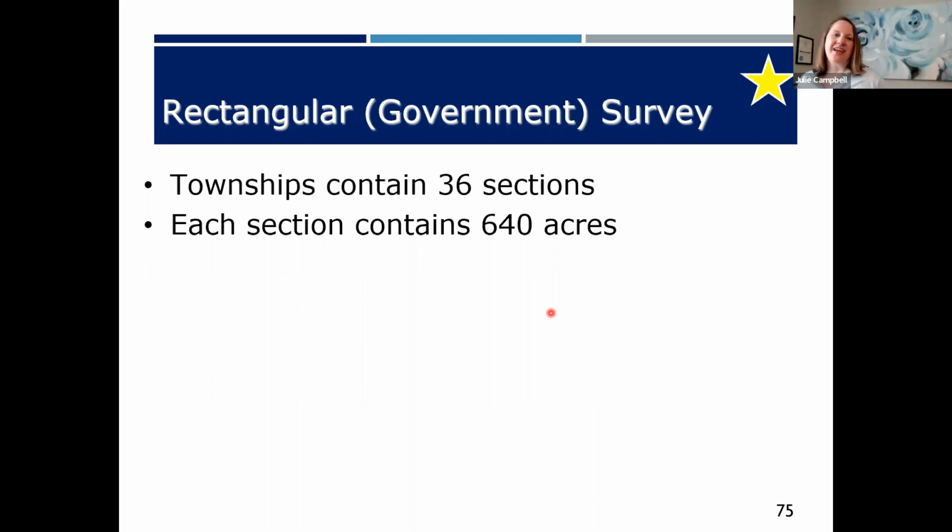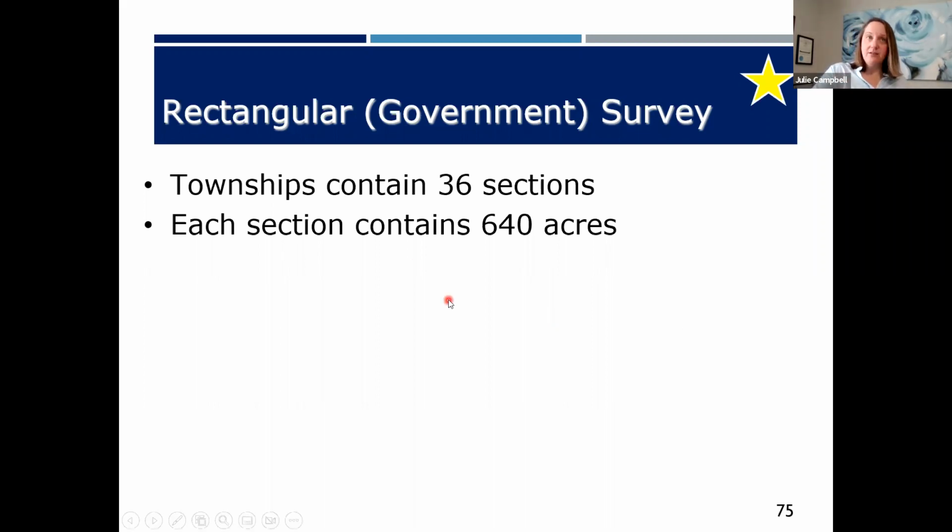What we need to understand from a township sections, the government survey system, is that there are 36 sections in a township. Each section contains 640 acres. So rectangular survey is our second way to identify the legal description.